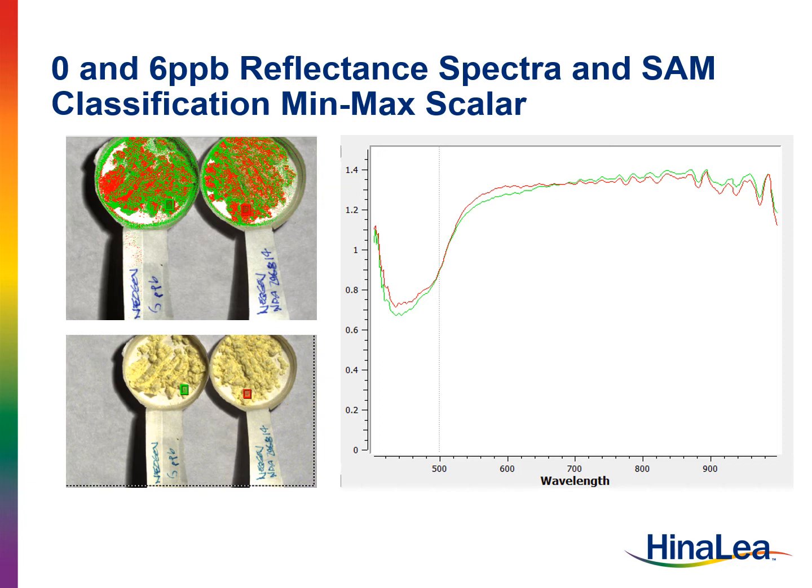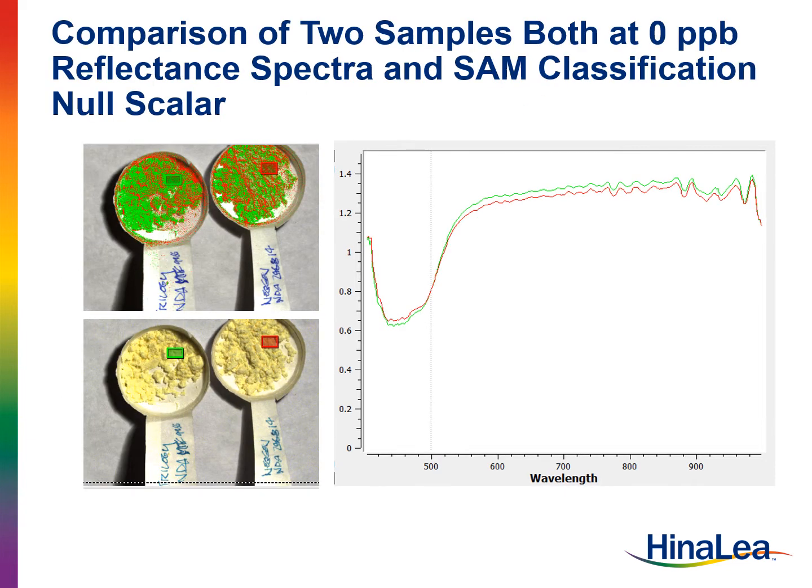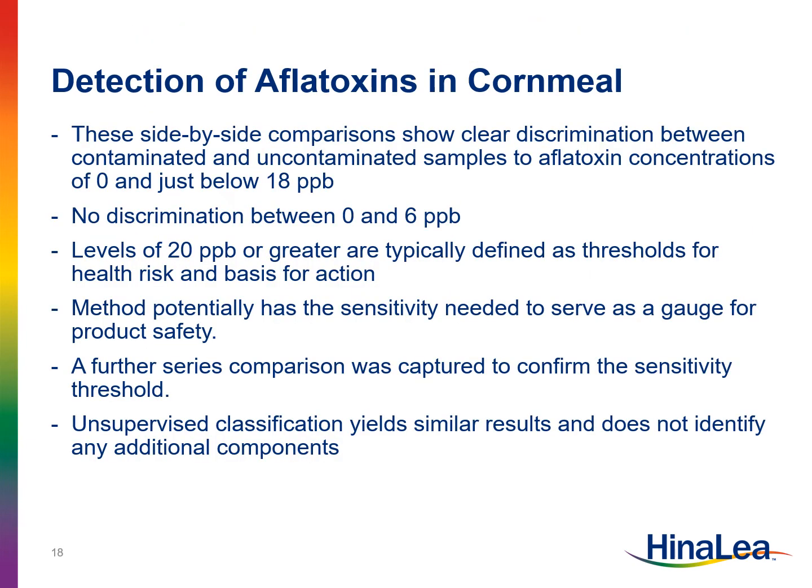Here we see the spectra are very close at 6 parts per billion, and in fact the segmentation shows almost no difference. What differences are seen are within the variation of two samples both at 6 parts per billion. These side-by-side comparisons show clear discrimination between contaminated and uncontaminated samples to aflatoxin concentrations of 0 and just below 18 parts per billion. We don't see any discrimination between 0 and 6 parts per billion.